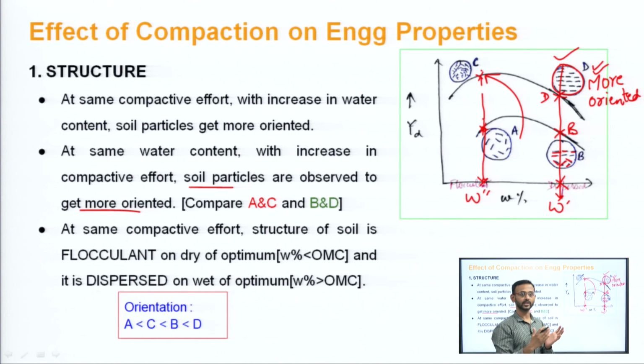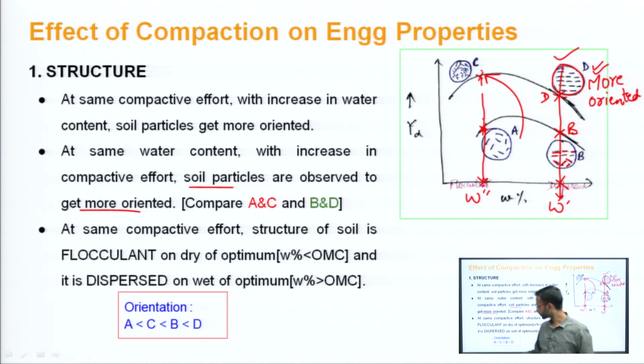So as the water content is increasing at the same compactive effort, soil particles get more oriented. And the second point: at the same water content, with an increase in the compactive effort, soil particles were observed to get more oriented. So we have seen the A and C points there, and then B and D as we have compared. Now at the same compactive effort, see the third point here: structure of the soil is flocculent on dry of optimum.